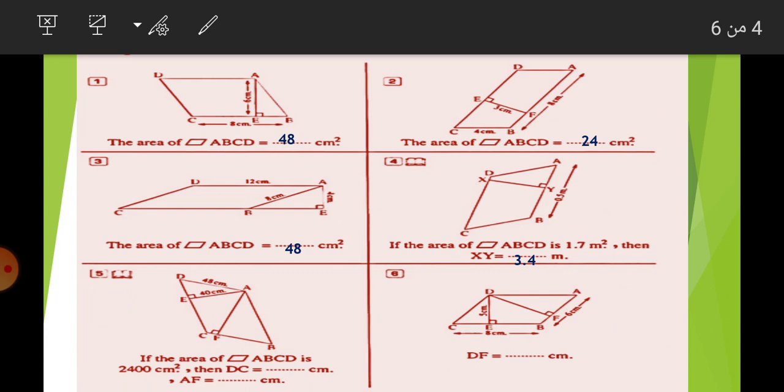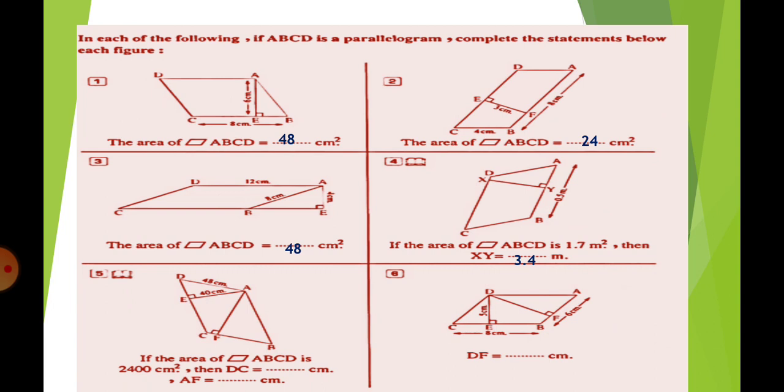Here the area of the parallelogram equals 2400. Find the length of DC. DC is the base and the corresponding height equals 40. Then DC equals 2400 divided by 40 equals 60 centimeters.